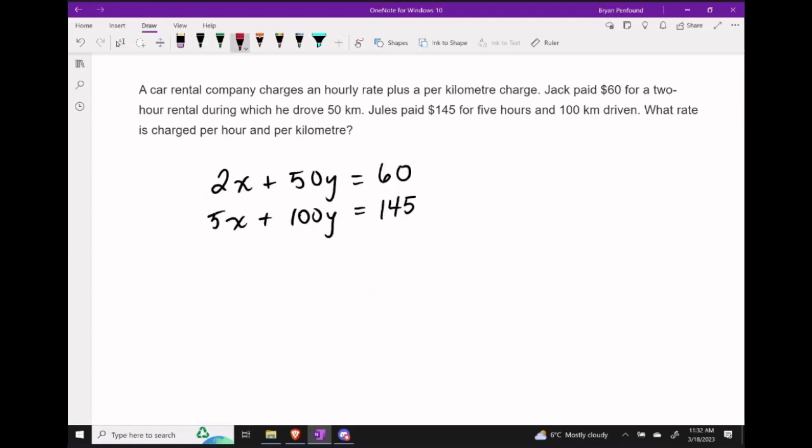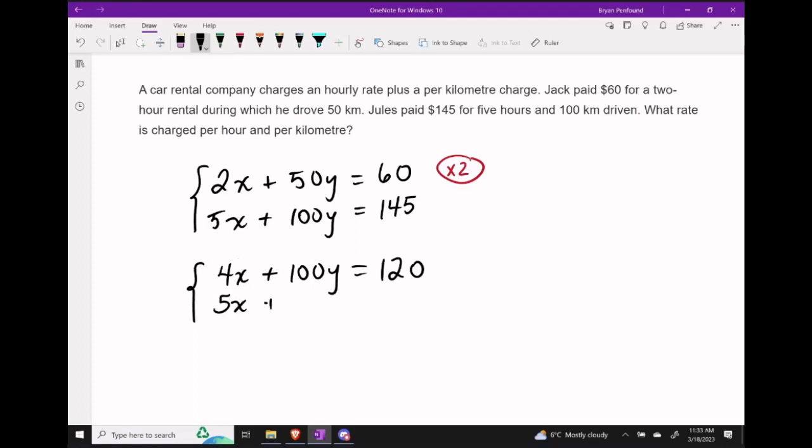In this particular system of equations, I've noticed that if I look at the variable y, 50y is related to 100y by a factor of 2. So let's go ahead and multiply all of the terms in equation 1 by 2. That's going to give us 4x plus 100y is equal to 120. And we're going to keep equation 2 the same.